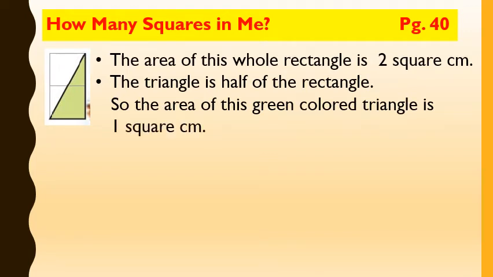The given rectangle consists of 2 squares. So, its area is 2 square centimeter. A diagonal divides the rectangle into 2 equal parts, forming 2 equal triangles. So, the area of each triangle is half the area of the rectangle. So, the area of each triangle is 1 square centimeter.